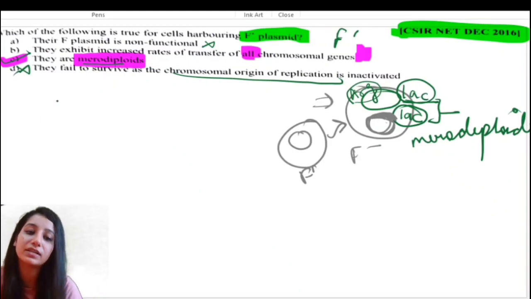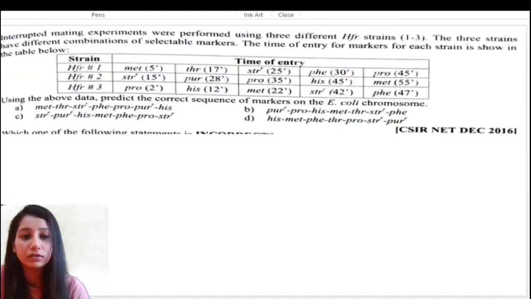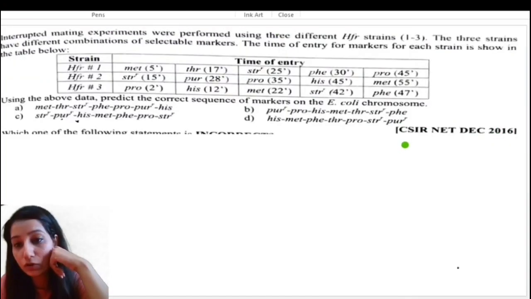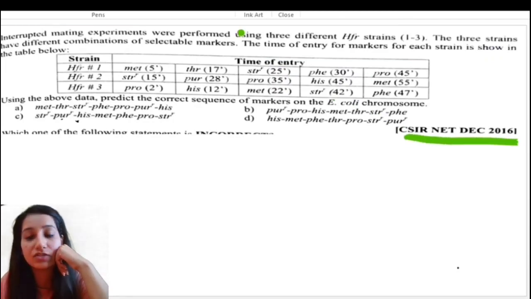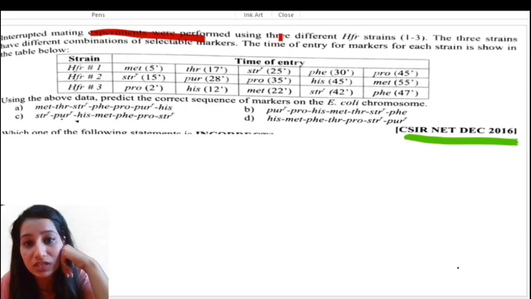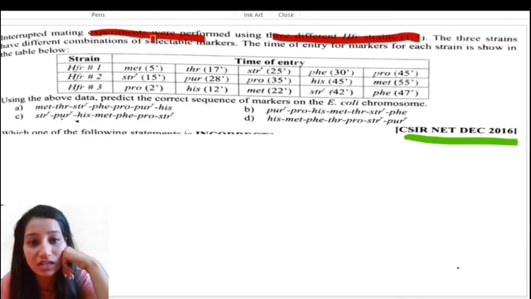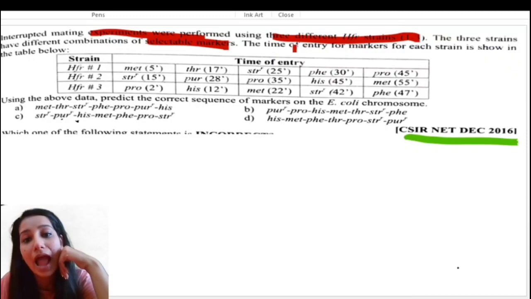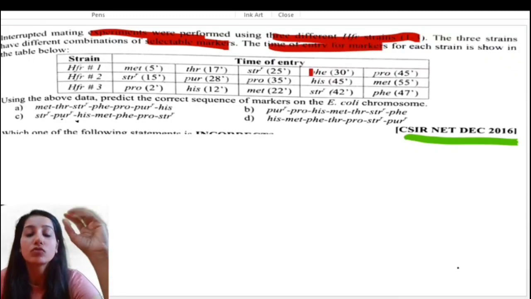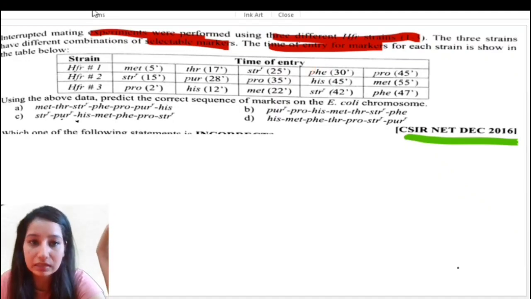So which statement is correct? Option number C. Let's move further to the next question, from the year 2016, a NET December question. The question is saying that interrupted mating experiments were performed using three different HFR strains. The three different HFR strains have their selectable markers and the time of entry is given. So this question is similar to the previous question that we have solved.